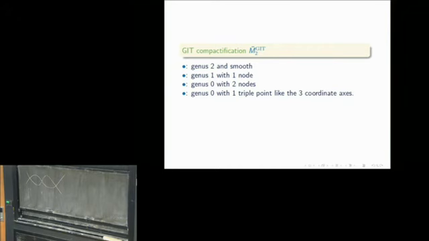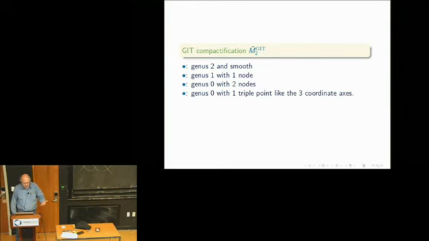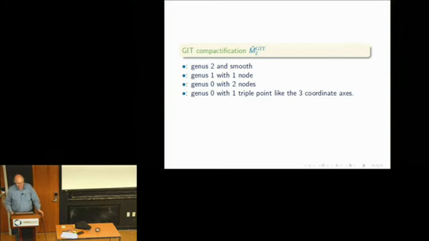Okay, and I hope to assign some geometric curves to them. Then what will be the objects that I'm parameterizing? They will be smooth genus two curves, that's nice, that's what we want. Then there will be genus one curves with one node, that's also still nice. And then there will be genus zero curves with two nodes. And then this new object, the genus zero curve with one triple point, like the three coordinate axes. So at least theoretically, we have a nice compact space, and there is a natural way that algebraic curves correspond to the points of this space. Okay.